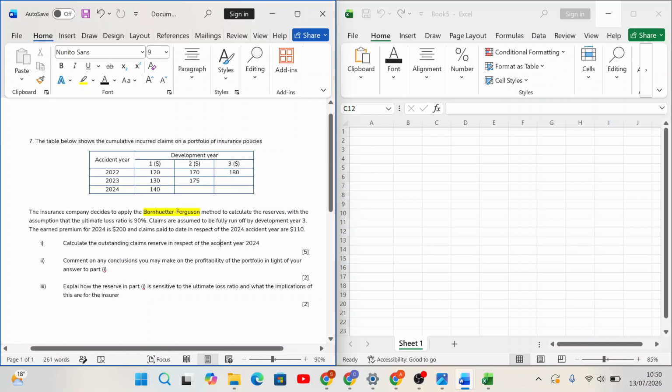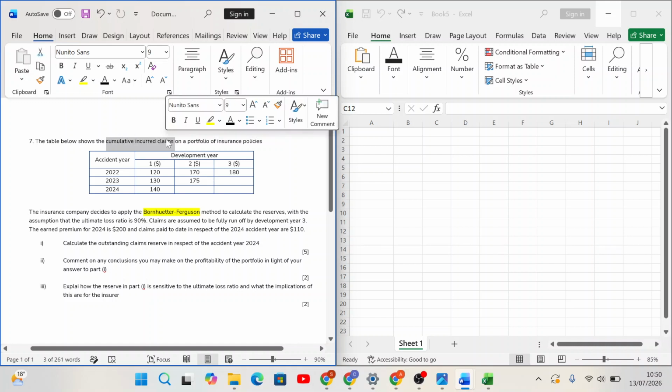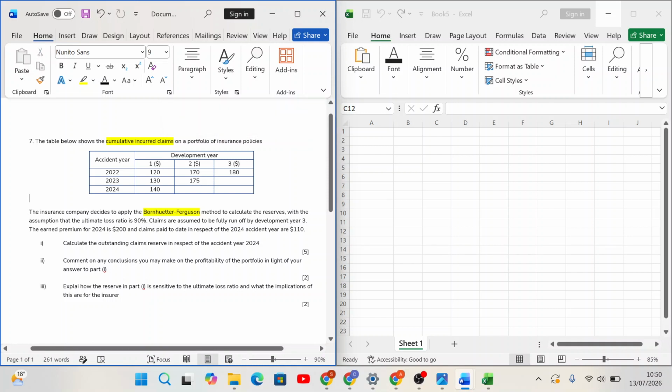When we are using the Bornhuetter Ferguson method, it's also really important to note that we will always use cumulative incurred claims and not incremental incurred claims. If you are given incremental incurred claims, you will first have to convert them to cumulative incurred claims. Claims are assumed to be fully run off by development year 3. The earned premium for 2024 is 200, and claims paid to date in respect of the 2024 accident year are 110. Calculate the outstanding claim reserves in respect of the accident year 2024.